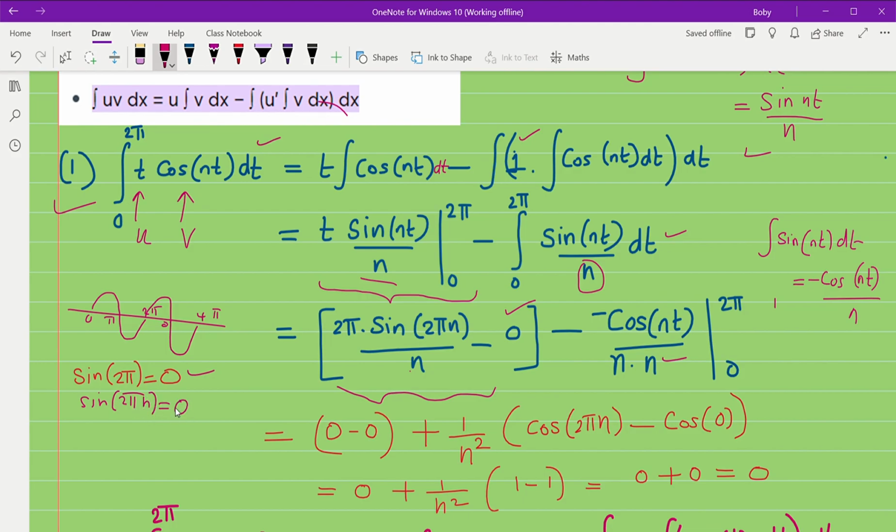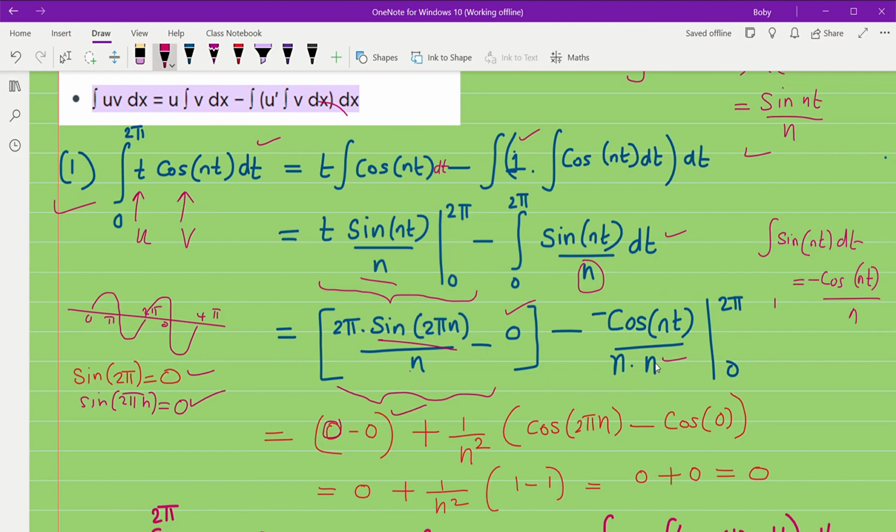2 pi into n: 2 pi into 1 is 2 pi, 2 pi into 2 is 4 pi, 2 pi into 3 is 6 pi. So in all those cases sin theta will be equal to 0. So sin 2 pi n, this part, is equal to 0. So this entire term will become 0, 0 minus 0 that is 0.